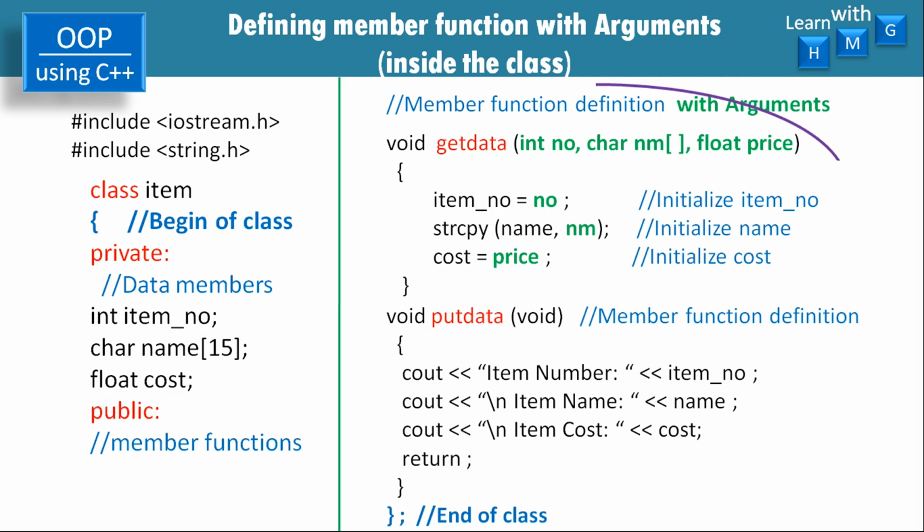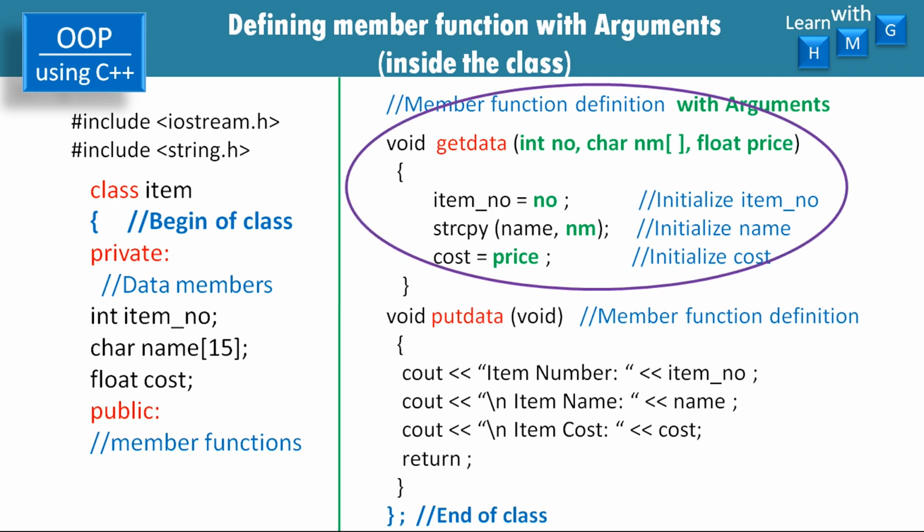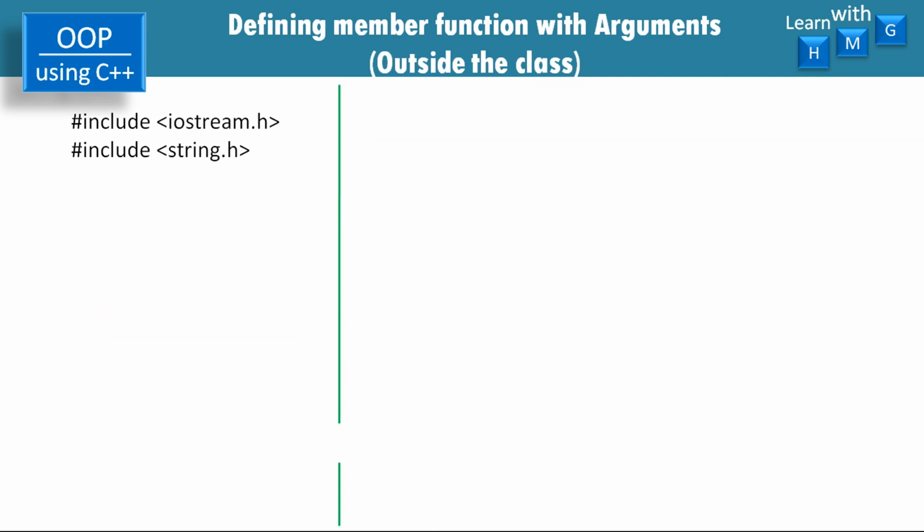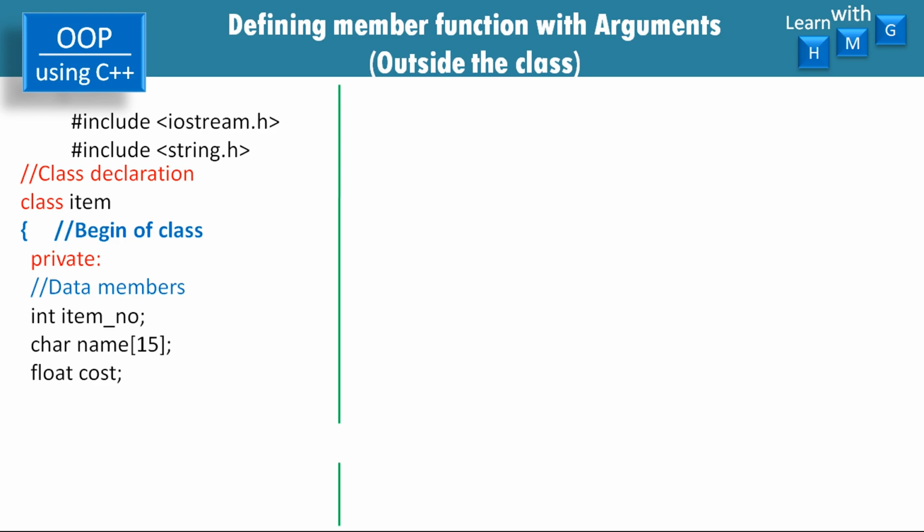So this is your member function with arguments, and now we are going to write the same member function with arguments outside the class. Previously we have seen how to define a member function inside the class. Now I am going to explain how to define a member function outside the class, same member function getdata. Okay, so the class declaration is there, the name of the class is item, three data members again, item number, name and cost. I already explained about it.